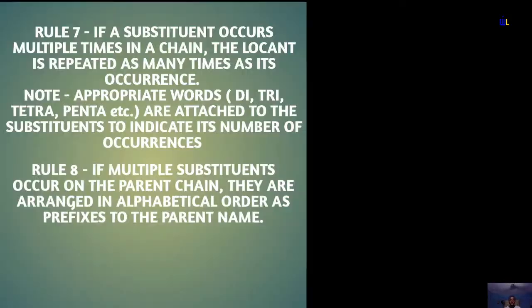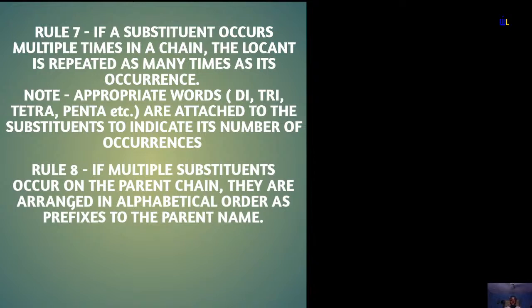So that should be the rule on writing the substituent name as a prefix to the parent name. We're going into the next rule, which is rule number 7. Okay, so what is rule number 7? Rule number 7 simply states that if a substituent occurs multiple times in a chain, the locant is repeated as many times as its occurrence. Note, appropriate words such as di, tri, tetra, penta, etc. are attached to the substituent to indicate its number of occurrence.